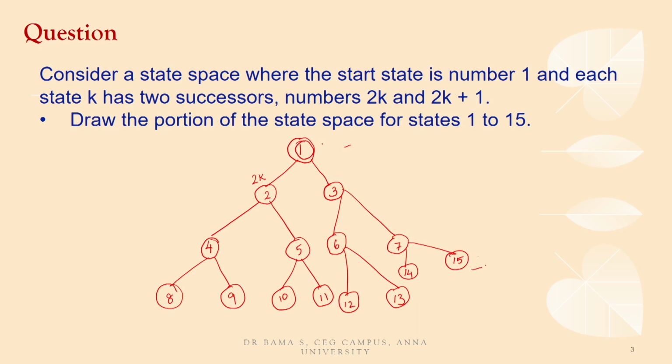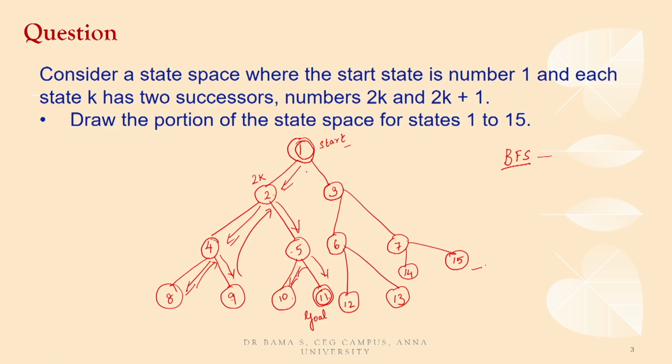So, this is the state space from 1 to 15. This is the start state, which is 1, and the goal state is 11. Given this tree, can we identify what the BFS will be? BFS would be 1, 2, 3, 4, 5, 6, 7, 8, 9, 10, 11. And DFS would be 1, 2, 4, 8, then backtrack to 4 and then 9, backtrack to 2, 5, 10, backtrack, and here 11. This is going to be DFS.